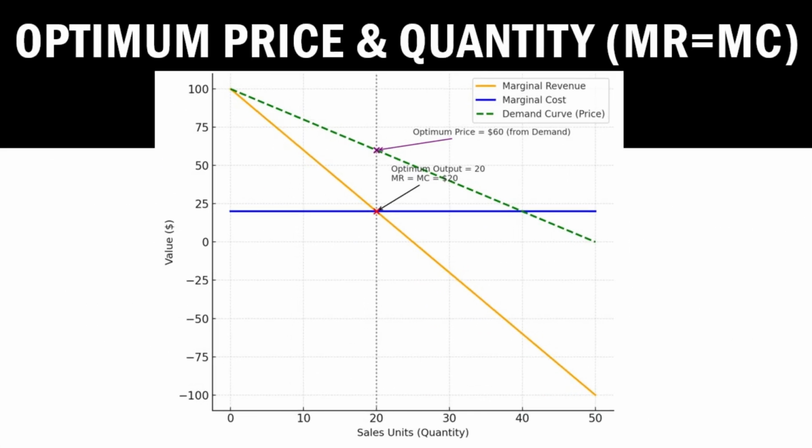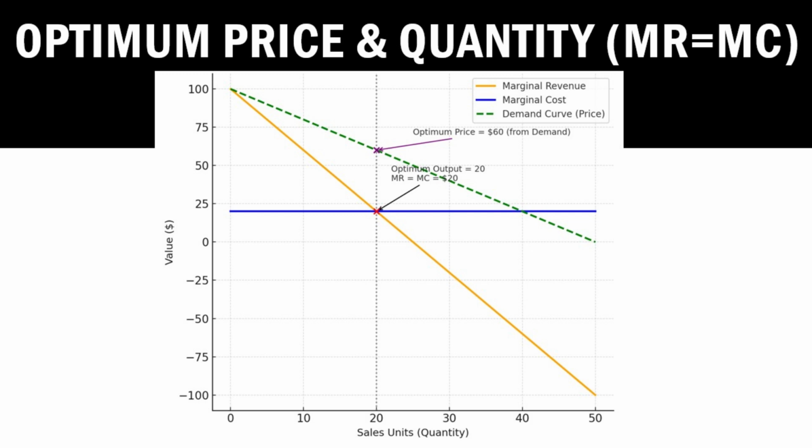Marginal revenue and marginal cost chart. So here, the orange line shows marginal revenue and the blue line shows marginal cost. The intersection point is the optimum. The output is 20 units, where marginal revenue equals marginal cost at $20.